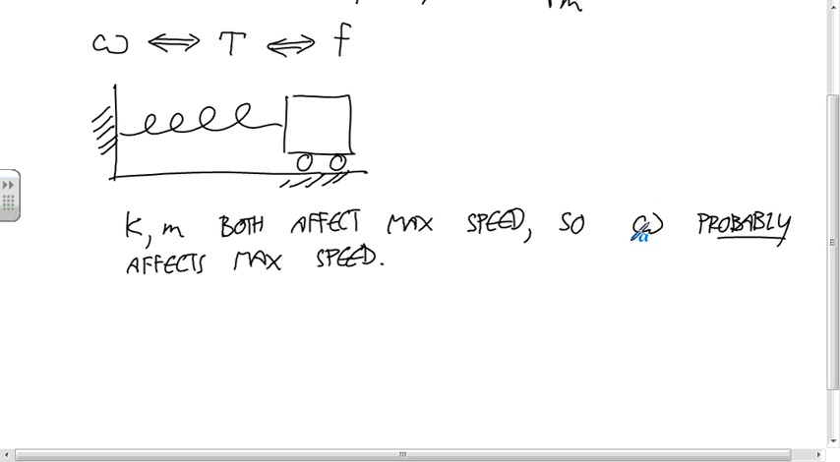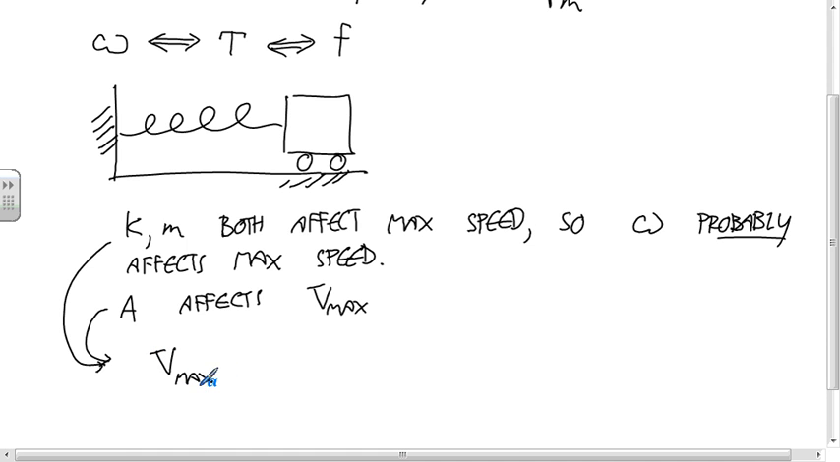And then the other thing is the maximum speed. Do you think it would be bigger if you pull the object farther from its resting length or pull it less far? Farther, yep. So the amplitude affects Vmax also. And so the formula says Vmax is equal to the amplitude times omega.